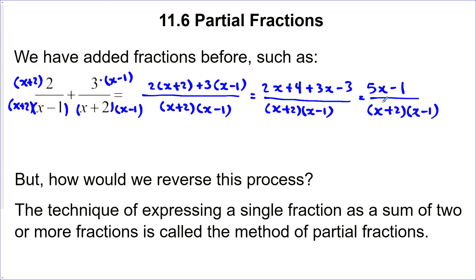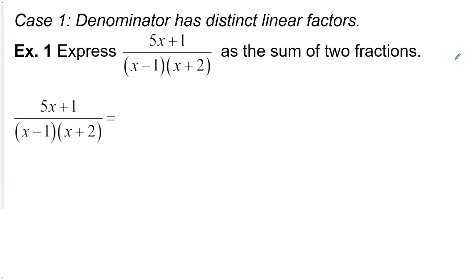What if we want to reverse this process? Take this fraction and back up and break it into two smaller fractions. The technique we're going to look at here is called the method of partial fractions, breaking a fraction into simpler fractions. The first example we will look at is undoing what we did on the previous slide. And you can note that this denominator has two distinct linear factors. We know how this one's going to look. There's going to be some term over one of the factors, and then another term over the other factor.